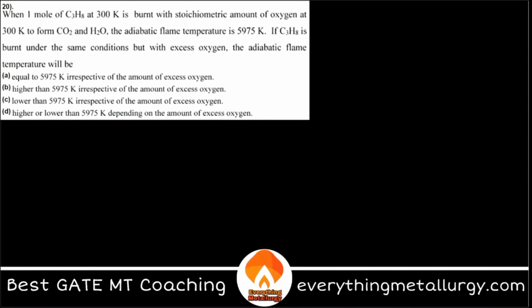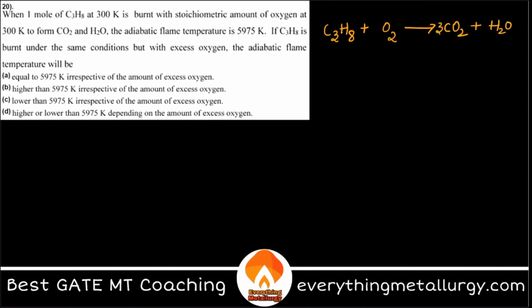Now coming to the next question: when 1 mole of C3H8 at 300 Kelvin is burnt with a stoichiometric amount of oxygen at this temperature to form CO2 and H2O. That means you are burning it. So C3H8 plus oxygen forms CO2 plus H2O. Let's try to balance it.